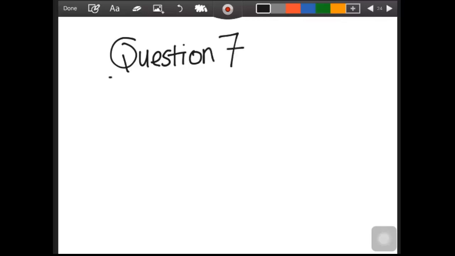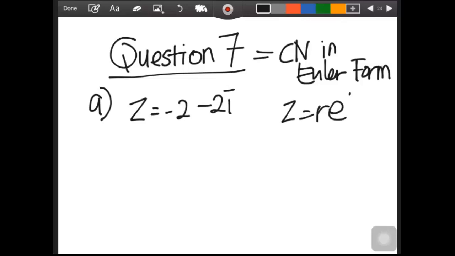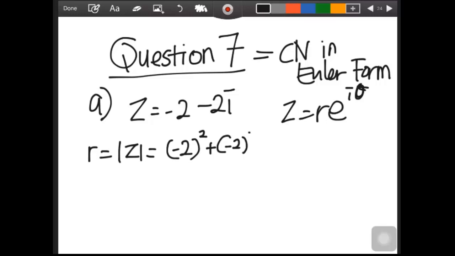Alright, question 7 ni dia suruh cari complex number in Euler form. So in Euler form, we have Z equal to negative 2 plus negative 2i lah. So kita ketahui Z sama dengan R exponential i theta. So we have to find R dulu lah. So R sama juga dengan modulus Z. So negative 2 kuasa 2 dengan negative 2 kuasa 2, square root. So kita akan dapat square root 8.